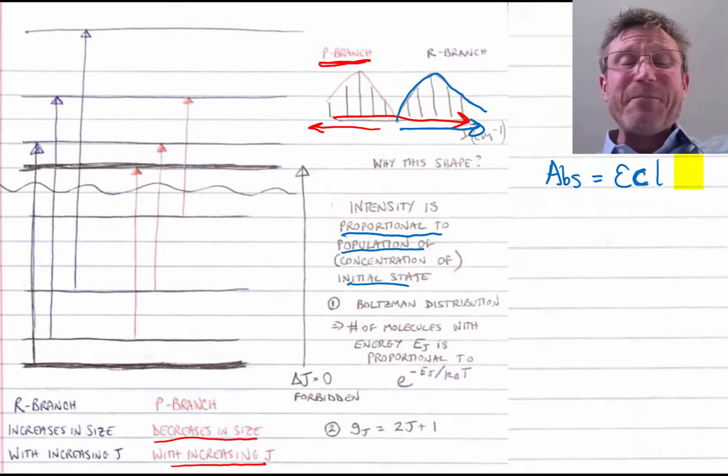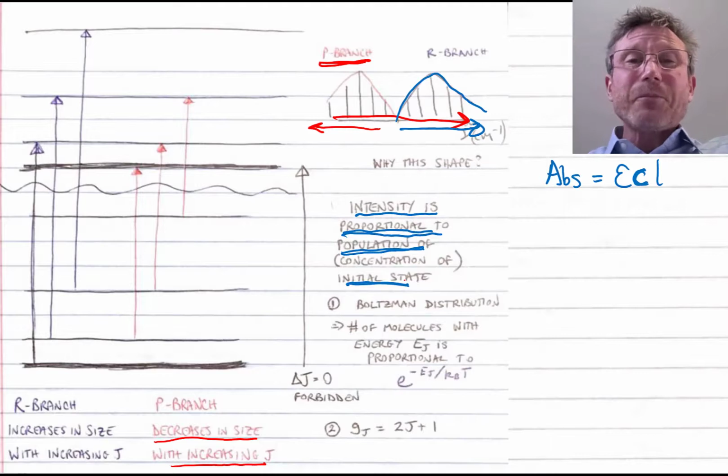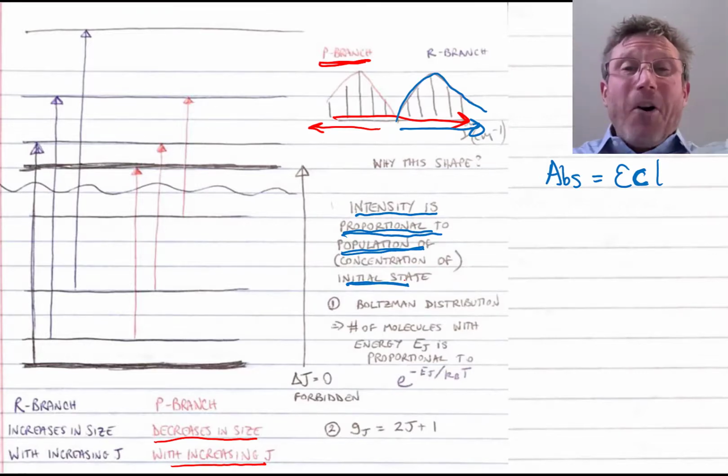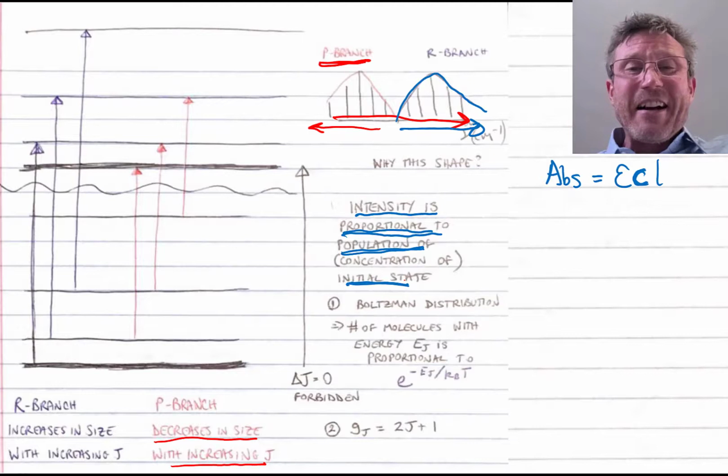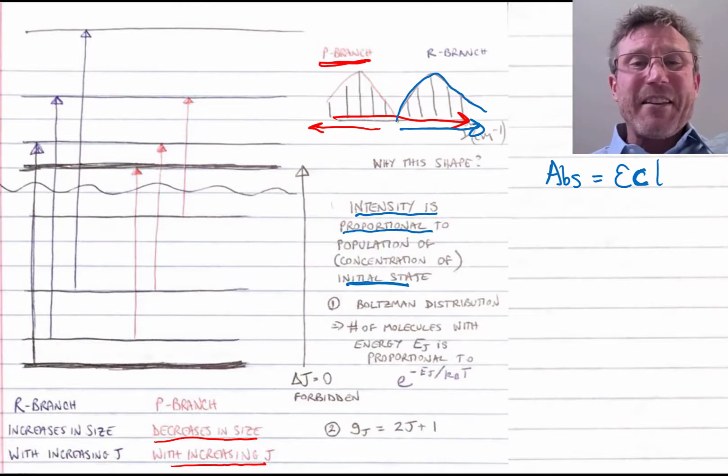It's the same idea here. So the more populated a lower energy state is, the greater the intensity of the transition. So that's the point here. I'm trying to again tie this in with spectroscopy. So I'm going to restate this. Intensity here is proportional to the population or the concentration of the initial state. So what drives the populations of our initial states?